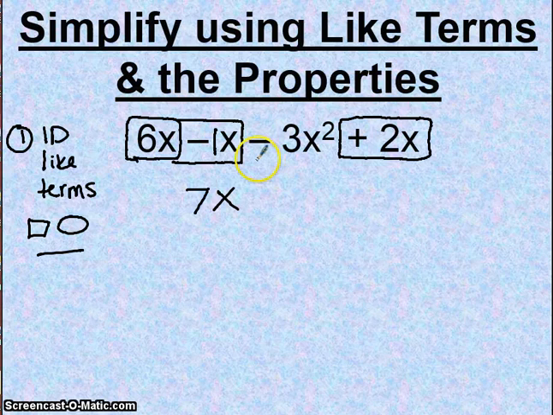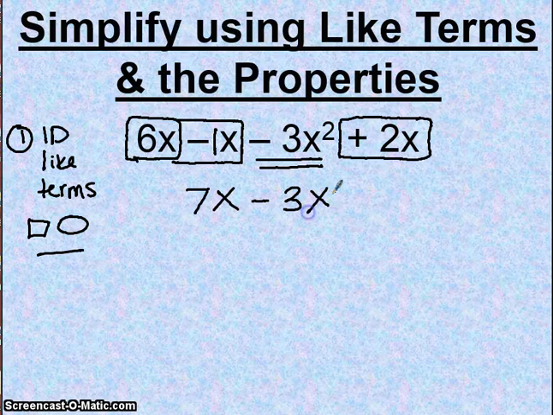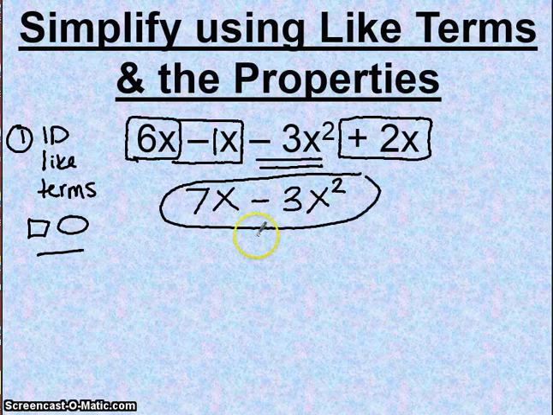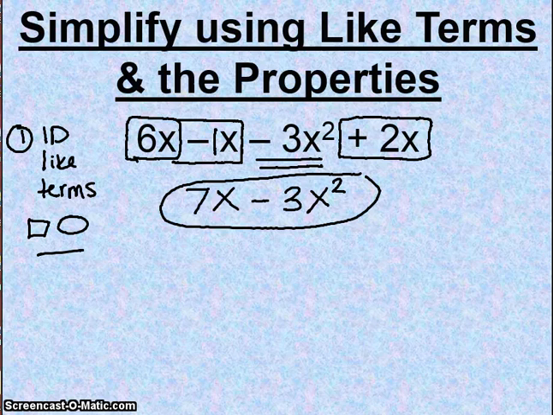Now notice, this term with x squared does not have any other terms like it. That's fine. Just write it down beside or at the end of your expression. Now this is your simplified expression. You cannot combine these two because they are not like terms. Yes, they have the same variable, but they do not have the same exponent. This is the simplified expression.